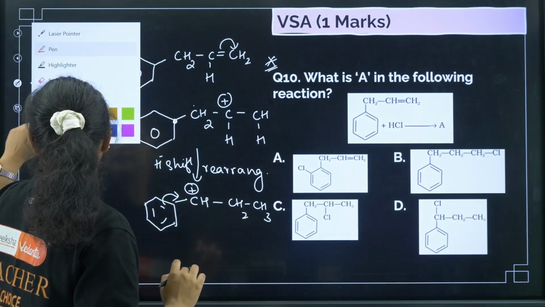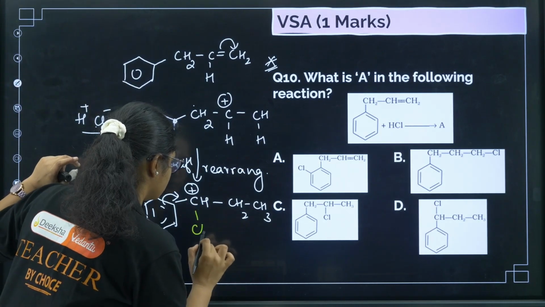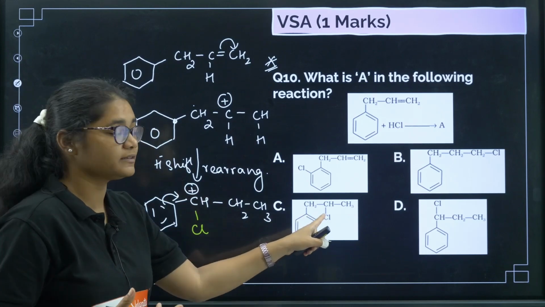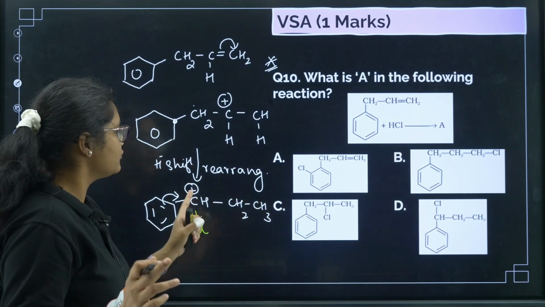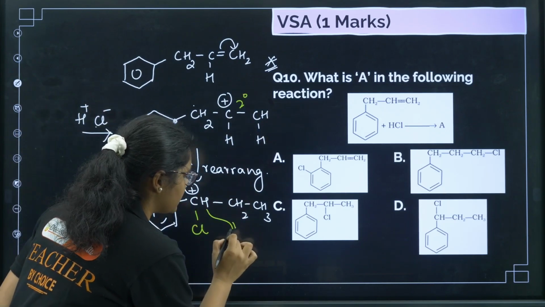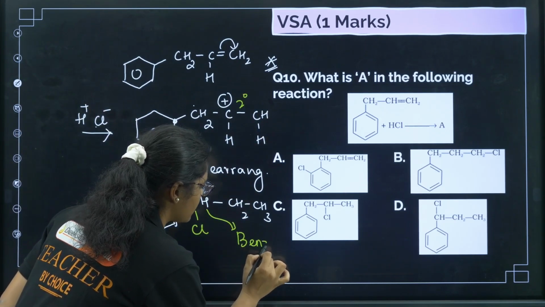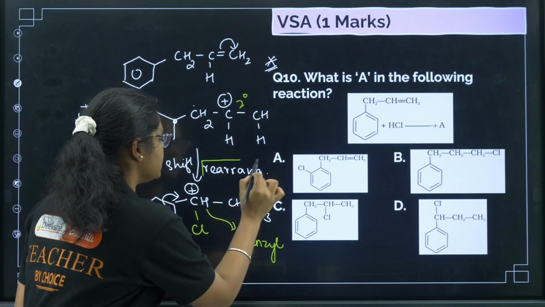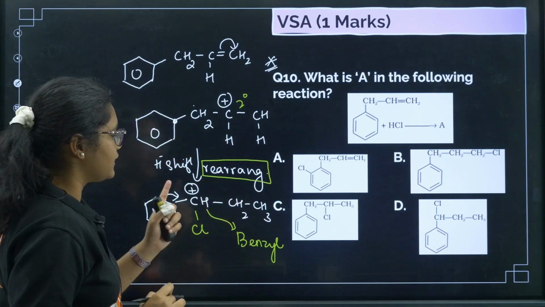Now what happens? The negative chlorine will attack on this one. Not here. If you just simply follow Markovnikov's rule, then we can mark this one as the correct answer. But we need to think that this carbocation is a secondary carbocation, but this carbocation is a benzyl carbocation, right? Very stable. That is why here a rearrangement is taking place.